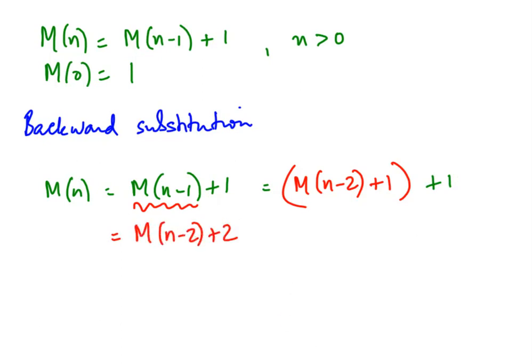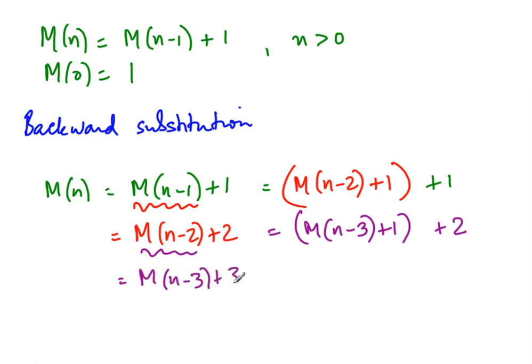Now by the same logic you can expand M of n minus 2, and you can say this is M of n minus 3 plus 1 plus the 2 outside, of course. And so now I get M of n minus 3 plus 3. Once you've expanded it a few times, you begin to see a pattern. What you're subtracting from n is going up, and what you're adding outside is also going up. You can show this formally, but we won't. So you can show that after some steps, you'll have M of n minus i plus i.